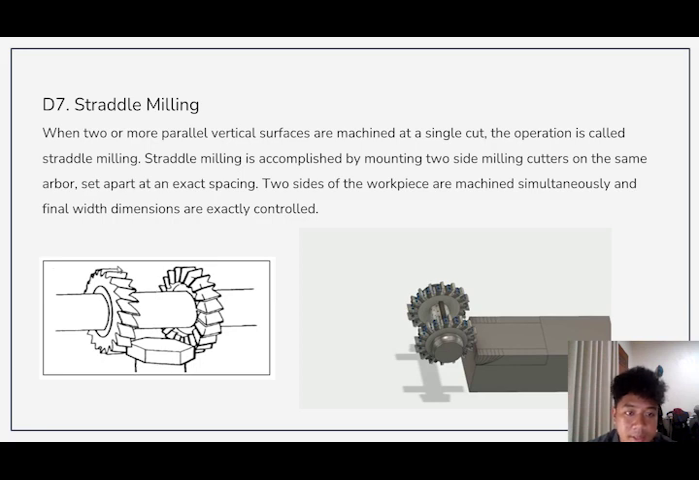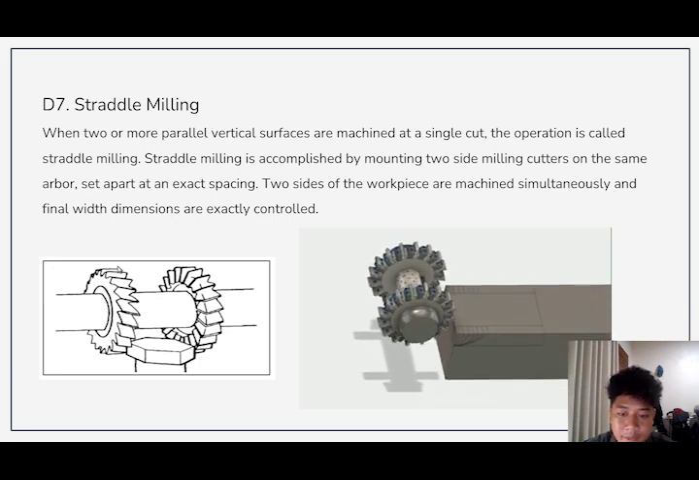Next one is straddle milling. When two or more parallel vertical surfaces are machined in a single cut, the operation is called straddle milling. Straddle milling is accomplished by mounting two side milling cutters on the same arbor, set apart at the exact spacing. Two sides of the workpiece are machined simultaneously, and the final width dimensions are exactly controlled.